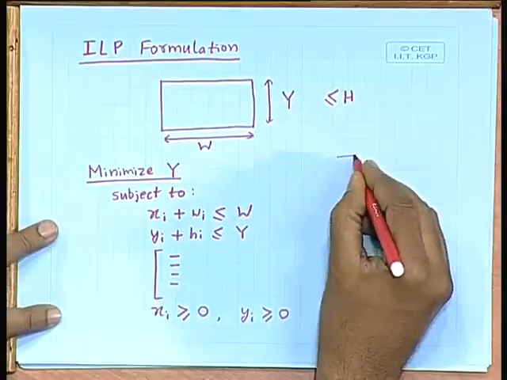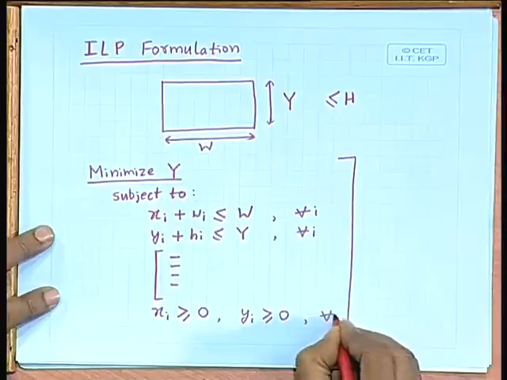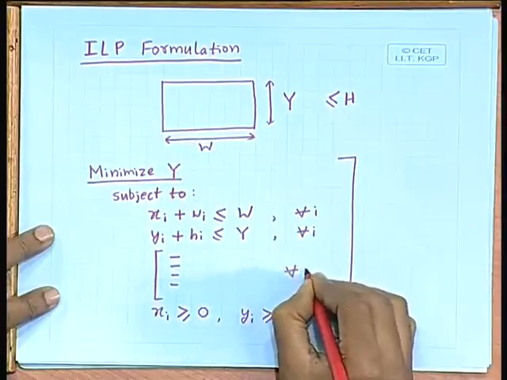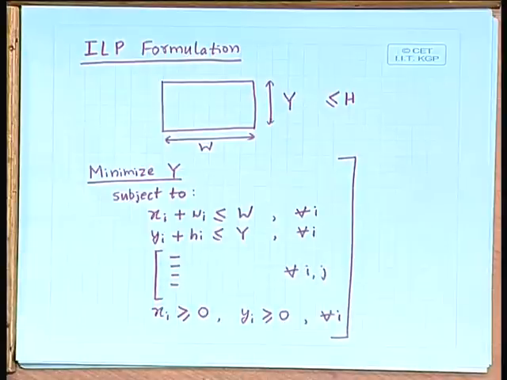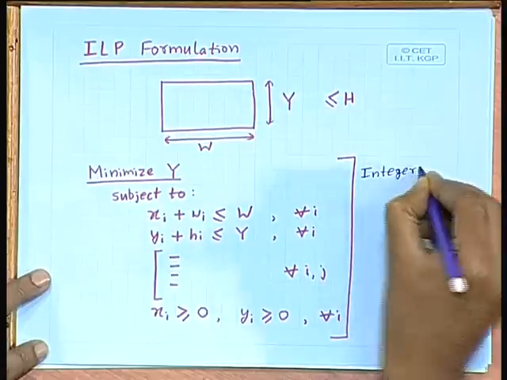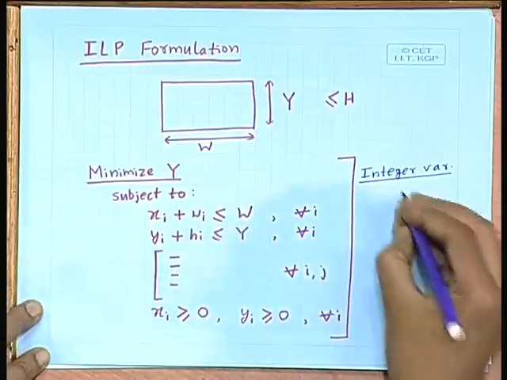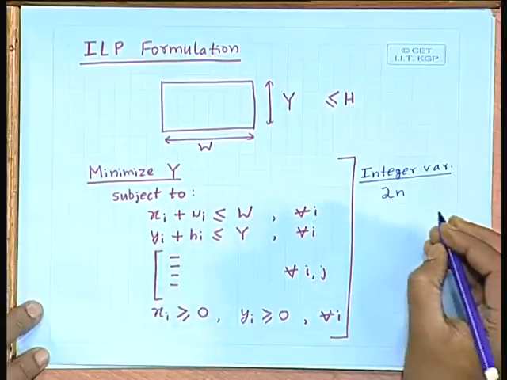So, this is the integer linear programming formulation. Of course, the first equation is for all i, the second one is also for all i, the last ones are also for all i, but the middle ones are for all pairs of values of i and j. If you roughly estimate how many equations and variables you are trying to solve, in terms of general integer variables, they are xi's and yi's. There are 2n such variables.